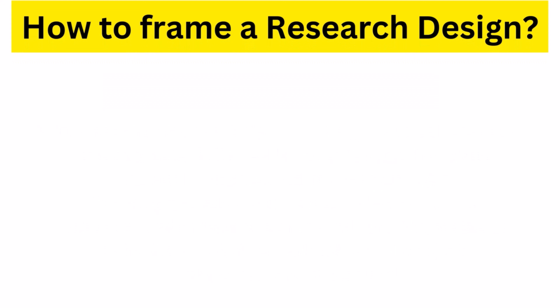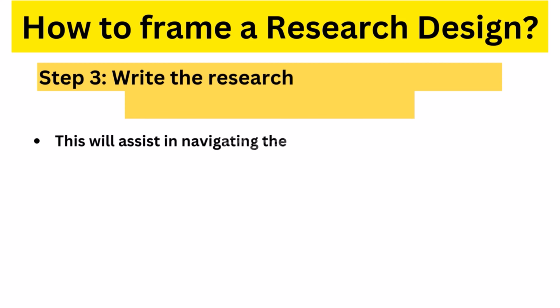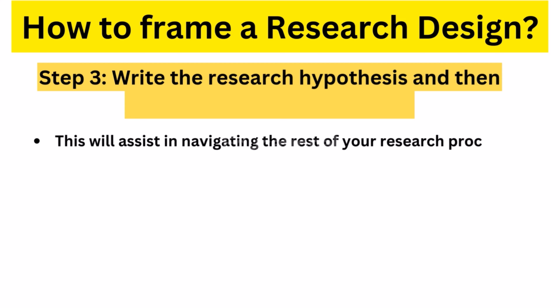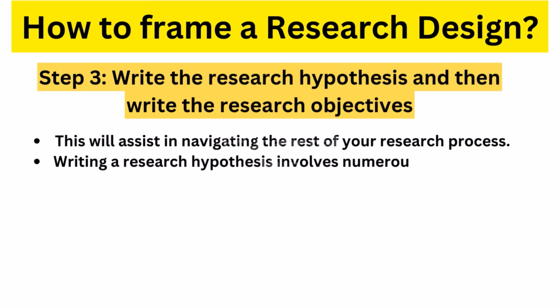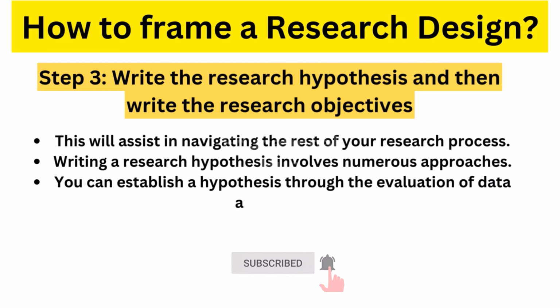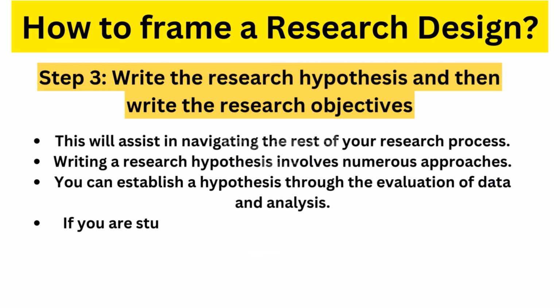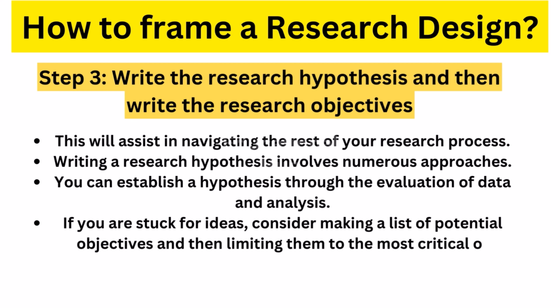Step 3. Write the research hypothesis and then write the research objectives. The third step is to create an effective research hypothesis. This will assist in navigating the rest of your research process. Writing a research hypothesis involves numerous approaches. You can establish a hypothesis through the evaluation of data and analysis. If you are stuck for ideas, consider making a list of potential objectives and then limiting them to the most critical or relevant ones. Based on your hypothesis, you can develop your research objectives.